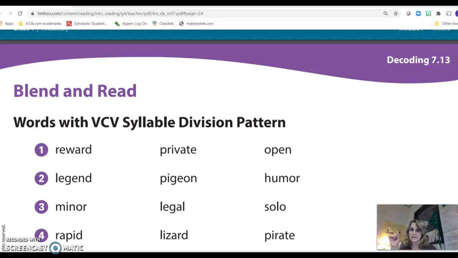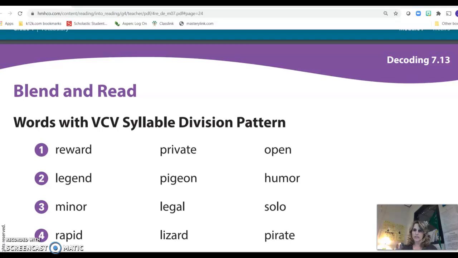Is it a long E or a short E? Because that is a legend, the short E sound. We know that when it's a short vowel sound at the front, we're going to put the line after the first consonant. So you would draw the line there after the G. Legend.